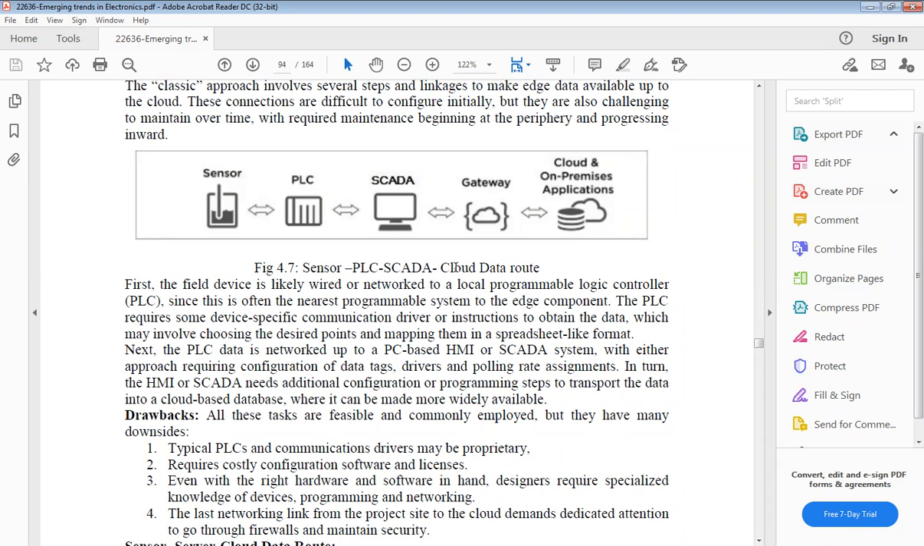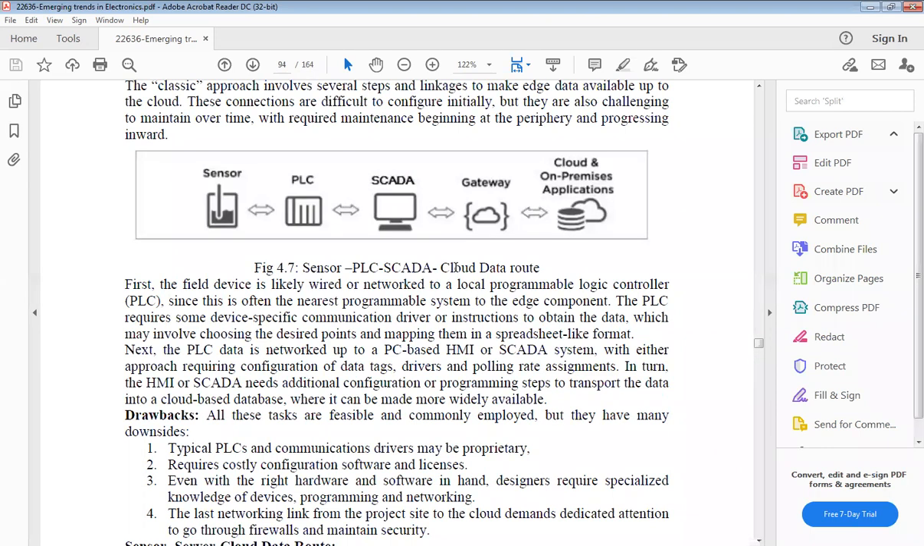Then next, PLC data is networked up to the PC-based HMI or SCADA system, with either approach requiring configuration of data tags, drivers, and polling rate assignments. So this collected data, the PLC transmits to the cloud through the PC-based HMI or SCADA system. In turn, the HMI or SCADA needs additional configuration or programming steps to transport the data into a cloud-based database where it can be made more widely available.